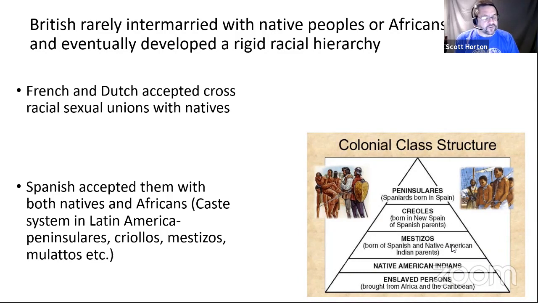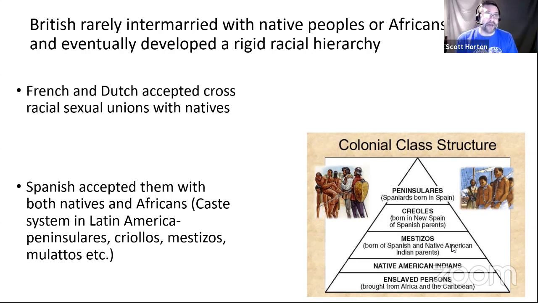You'll see the other two groups, though, other three groups really, did in fact do that. The French and the Dutch accepted that. The Spanish accepted that, and you can see that especially in that little chart that you see here, that there's a mix of, for example, mestizos have a Spanish parent and a Native American parent, or other groups like that, as you can kind of see. So the Spanish did engage in cross racial unions. The French and the Dutch definitely did do that.